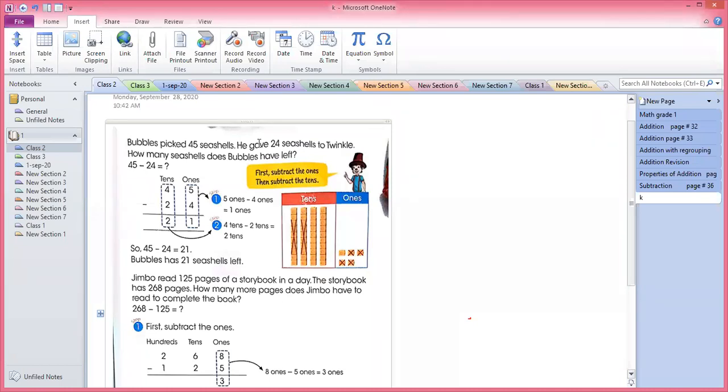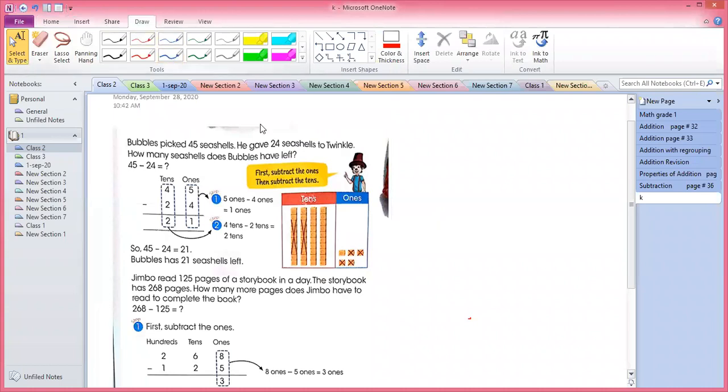So this is the diagram. This is the chart that is showing 45. How many tens in 45? 1, 2, 3, and 4. Okay. How many ones? 5. 1, 2, 3, 4, and 5. Okay. So first I will subtract ones. I will get 4 out of 5. So there are 5 ones. I will cut how many? 4, because I need to. So I will cross out 4. Check here.